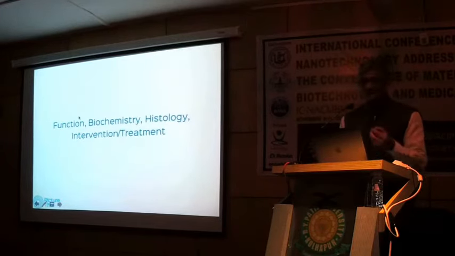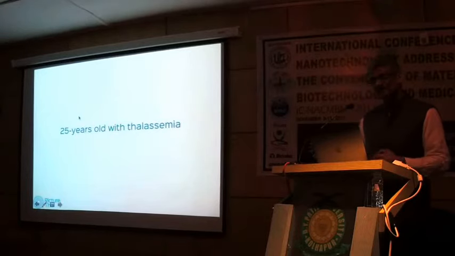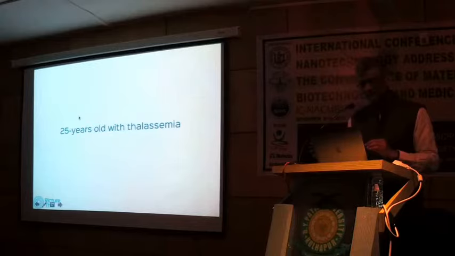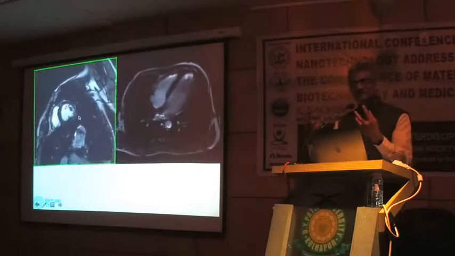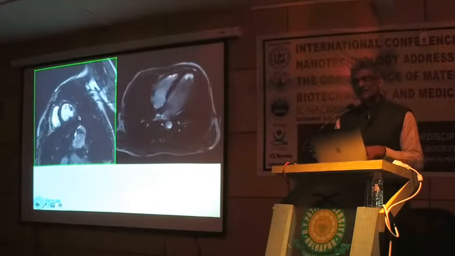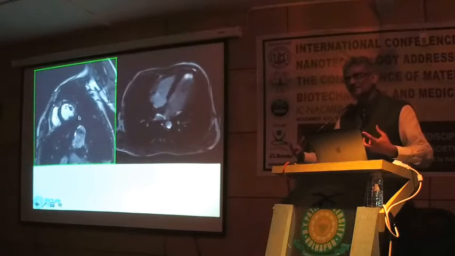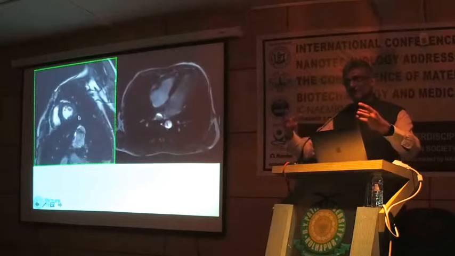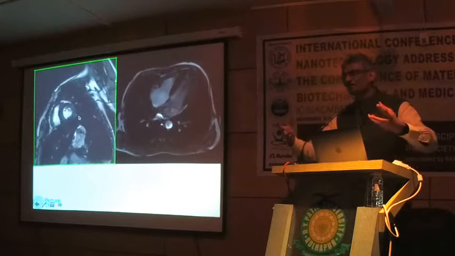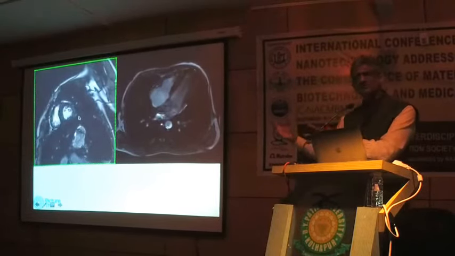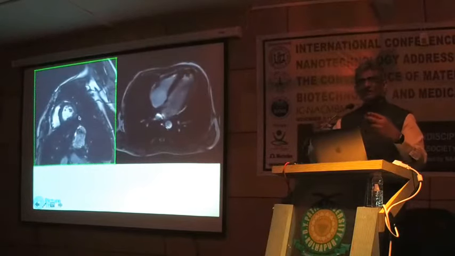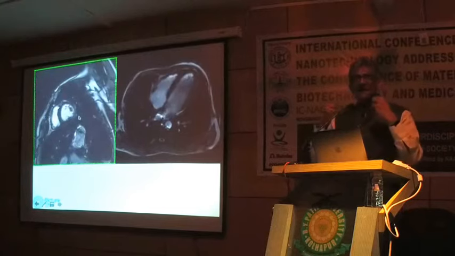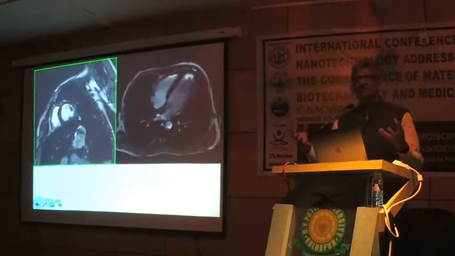What we can now do is all of this. And let's look at some examples. This is a 25-year-old patient with thalassemia. All of you know that thalassemia is a condition where a patient has a bleeding disorder which is congenital. And to prevent that from happening, the patient receives blood transfusions typically every 2 to 3 weeks. Now, because the patient is getting blood transfusions, there is iron deposition in different organs of the body.